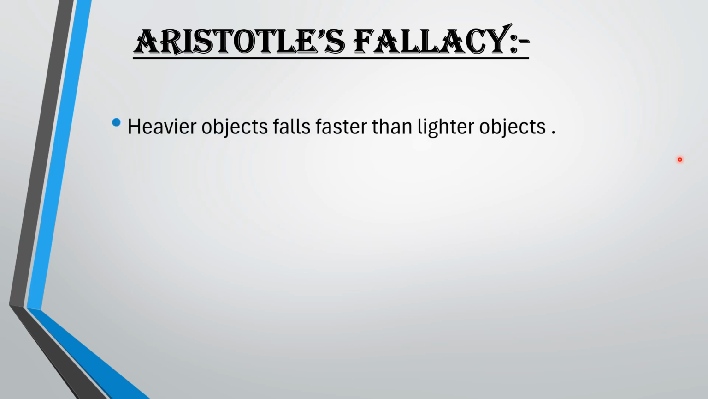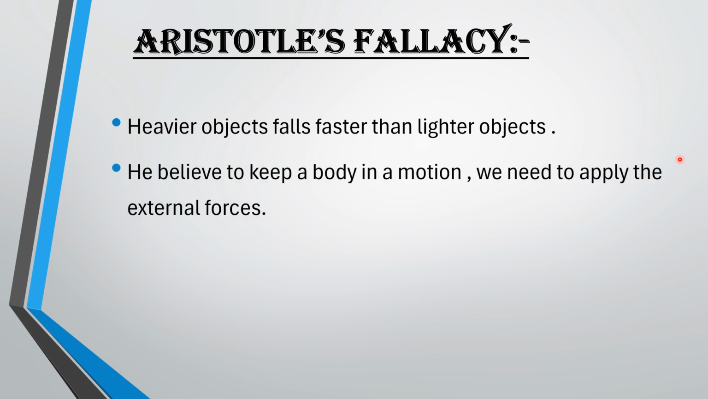First, Aristotle came to some conclusions on the laws of motion: heavier objects fall faster than lighter objects, and to keep a body in motion we need to apply an external force. According to him, based on his own experience, a heavier object falls faster than a lighter object on a smooth inclined plane. He considered a smooth inclined plane and put the object on it, and the object rolls.